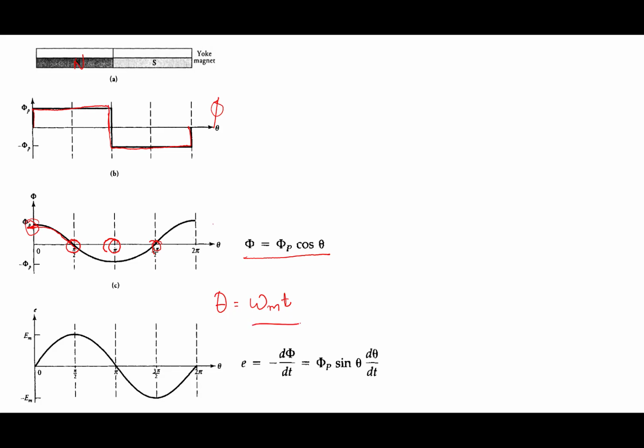Omega mt, right? Omega m is the speed of the motor or rotor. Just substituting theta equal to omega mt, or you can say omega or omega m, whatever, it will become phi p omega sine omega t, right? So now your induced EMF is phi p omega sine omega t. This is what is shown in the lower picture, right?